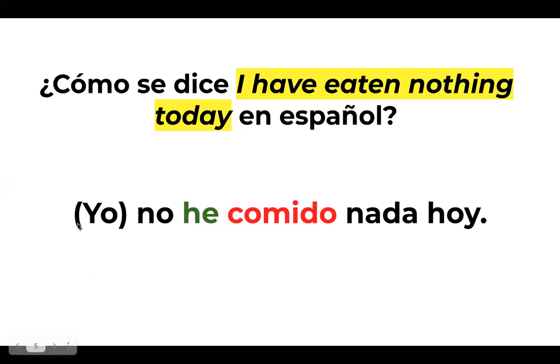You can also put yo here, right? But we don't have to because it's implied by the conjugation of this verb, right? So yo no he comido nada hoy. So we have haber in the yo form plus comer, the past participle of comer. It's an ER verb. So we have IDO as our verb ending here.